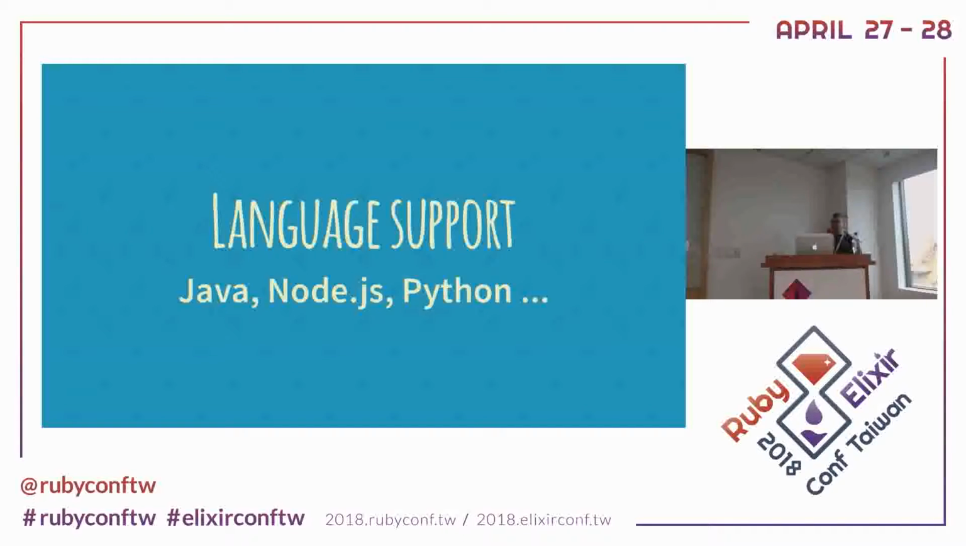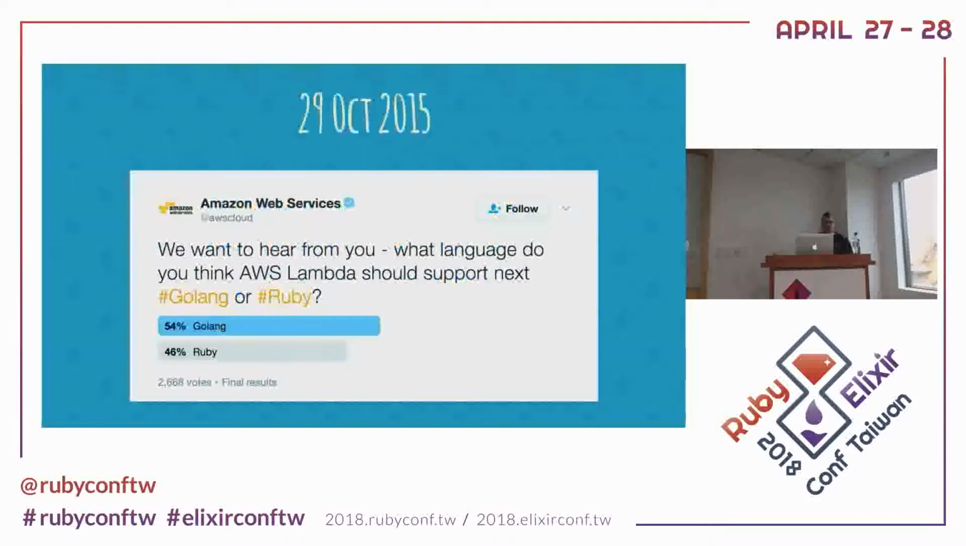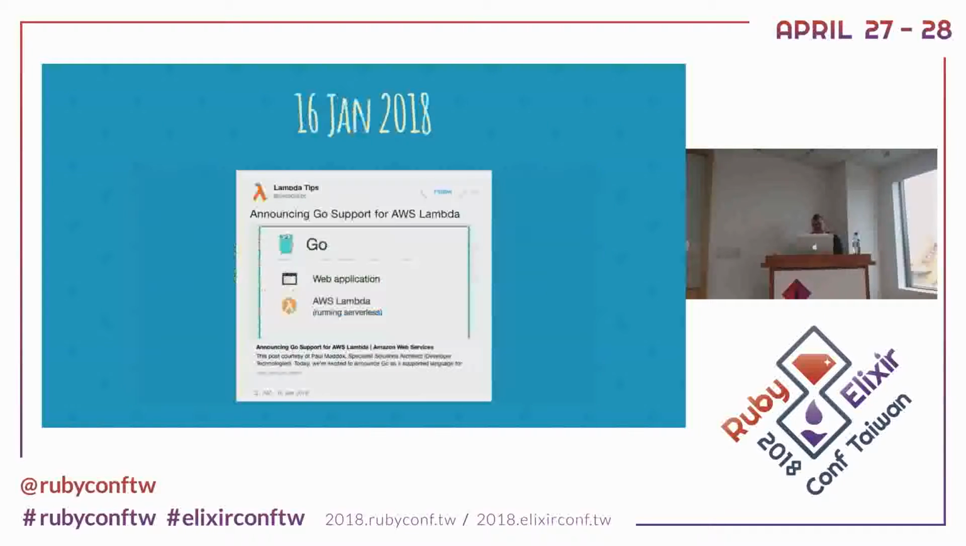But there's obviously one problem. AWS Lambda, as any of the other major vendors, doesn't support Ruby. So the AWS team asked the public more than 2 years ago whether they should first support Ruby or Golang. And unfortunately for us, it was 54% for Go and 46% for Ruby. So this happened in 2015. And in January of 2018, more than 2 years later, they had a tweet announcing Golang support. So it took them more than 2 years to actually add Go. And so I would guess that Ruby support isn't that close at all.